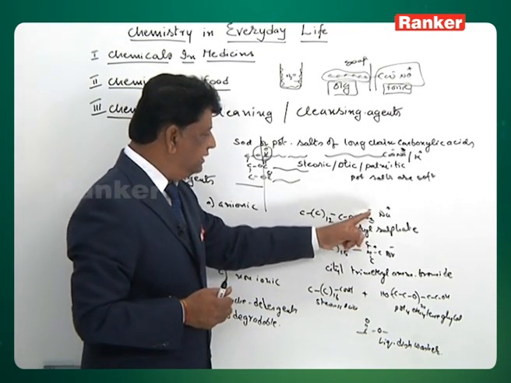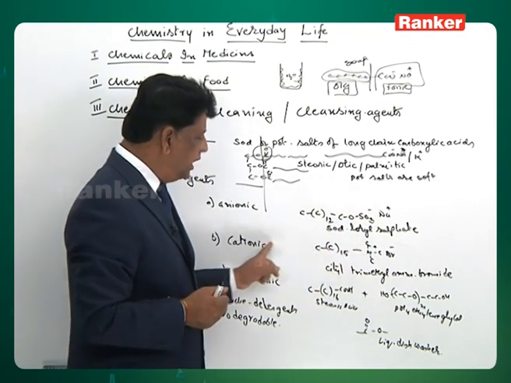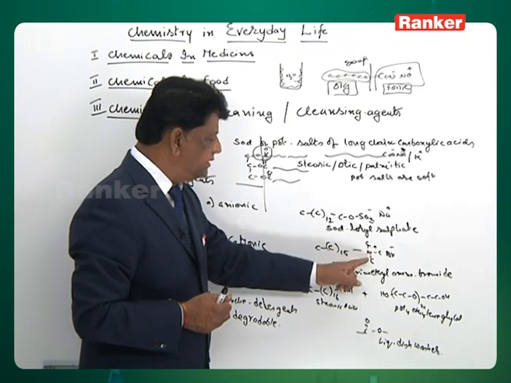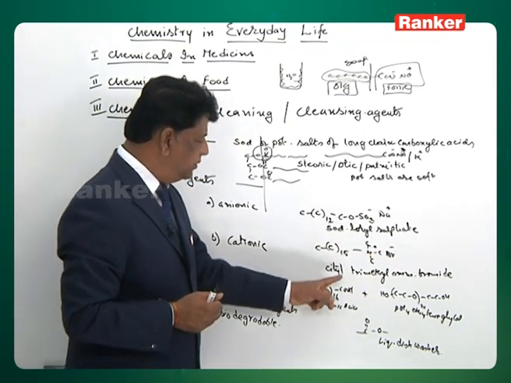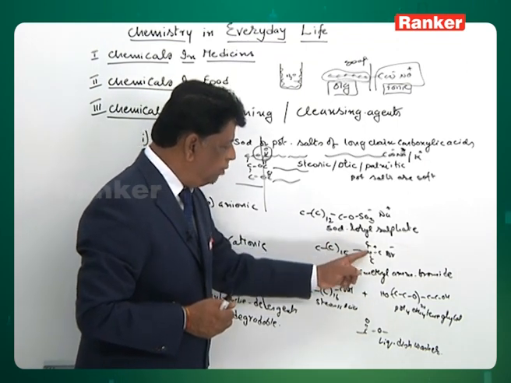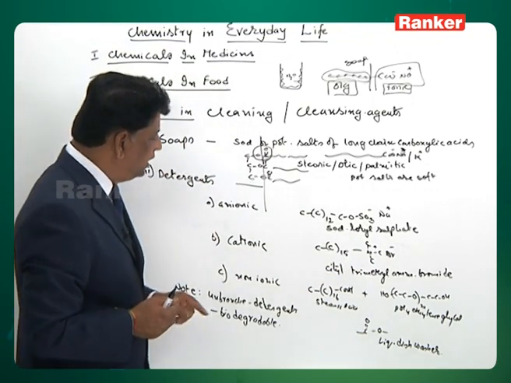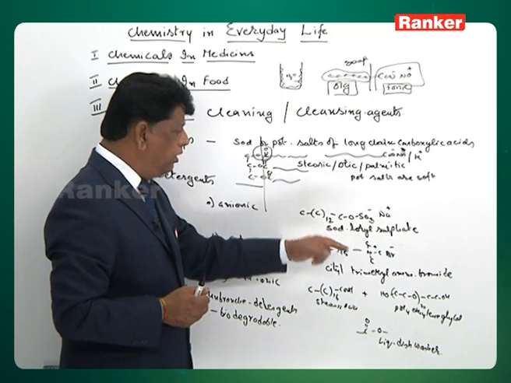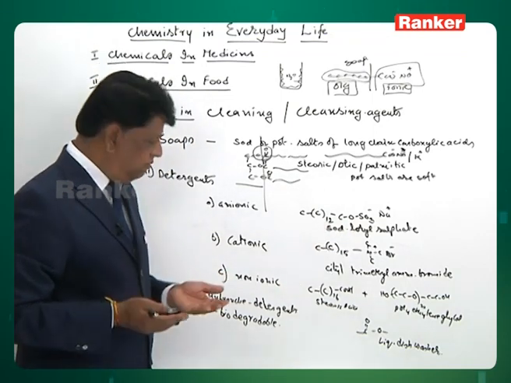Instead of sulfonic acid, an anion is there. Sometimes a cation can also be there. A long chain ammonium salt, such as ammonium bromide, is a cationic type. An example is cetyl trimethyl ammonium bromide, which is a cationic type of detergent. It can be anionic or cationic, and sometimes no charge, no ion will be there.